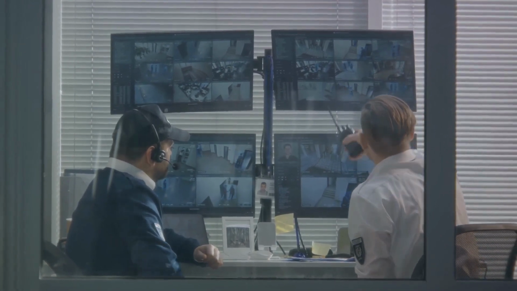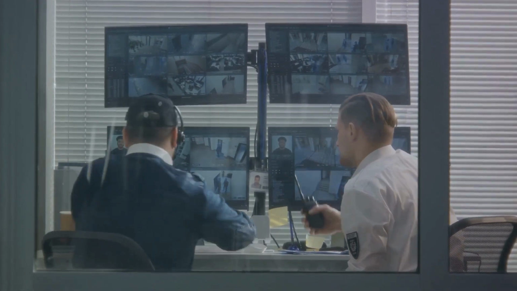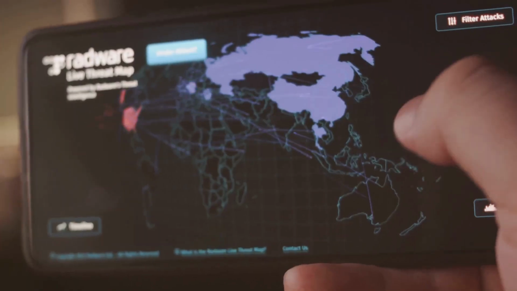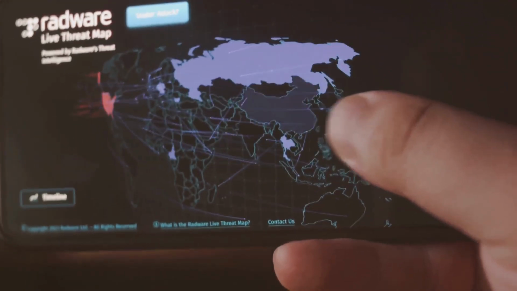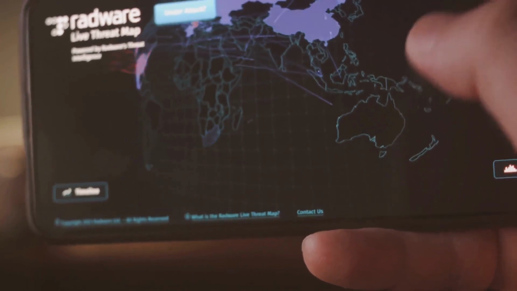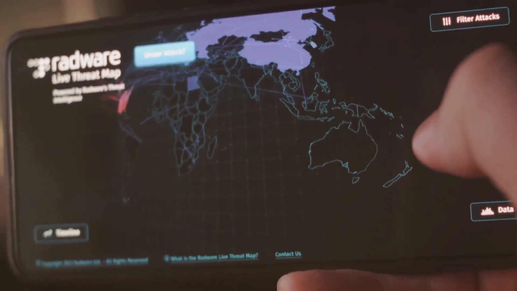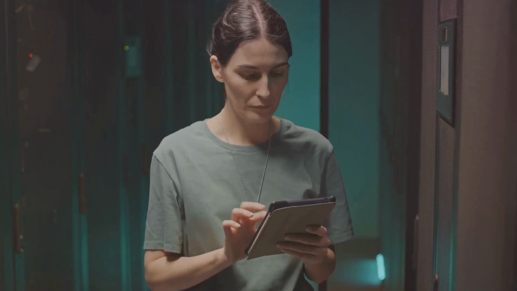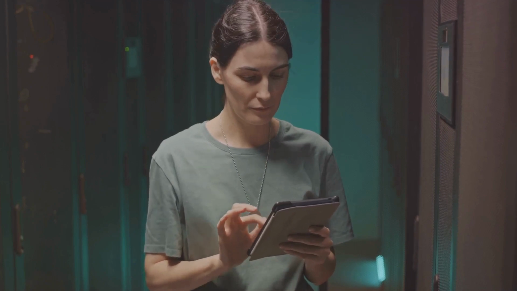Another key aspect of continuous monitoring is conducting regular vulnerability scans. These scans should be performed at regular intervals, perhaps weekly, monthly, or quarterly, depending on your organization's size and the sensitivity of your data. Regular scans help ensure that no new vulnerabilities have slipped through the cracks.